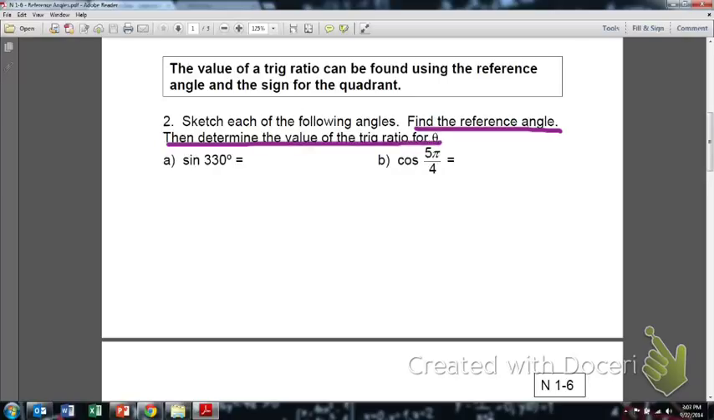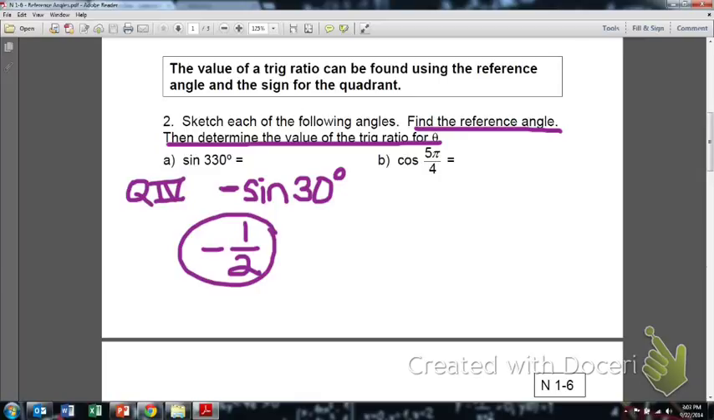So sine of 330. 330 is in quadrant 4. In quadrant 4, only cosine and secant are positive, so this is going to be negative. And then it'll have the same value as the sine of its reference angle. The reference angle for 330 is a multiple of 30. So it's going to be negative because it's in quadrant 4, and it's going to have the same value as sine of 30 because 30 is the reference angle. The sine of 30, you can use your hand trick or you can look it up on your unit circle, is 1/2.